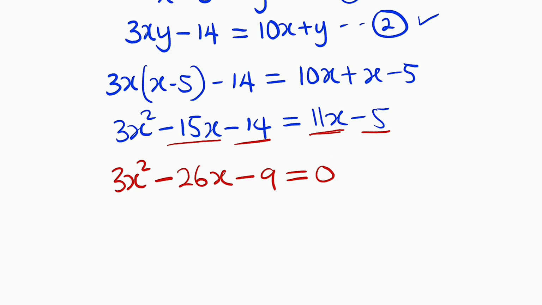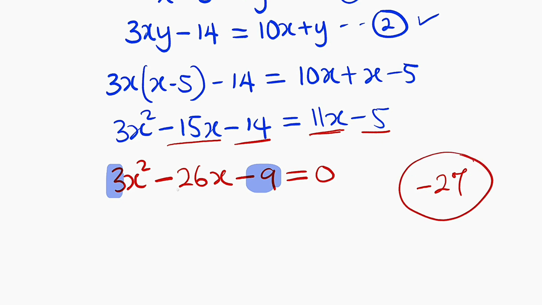Now this is a quadratic equation in which we have to solve for the values of x. We can solve this by factorization. First of all, we are going to take this leading coefficient 3 and multiply by the constant negative 9, and that will give us negative 27. So let me keep it aside, negative 27. We are going to think of two numbers which, when we multiply them together, we get negative 27.